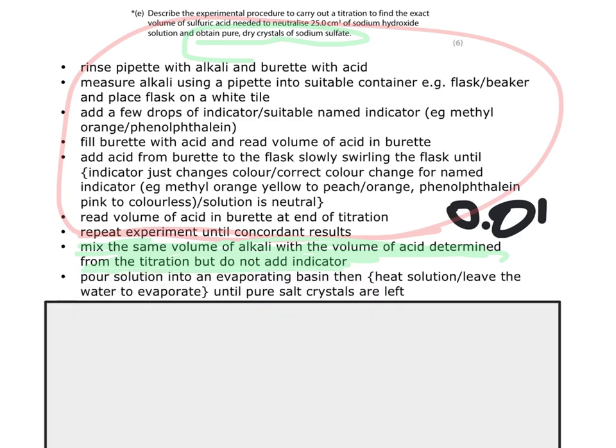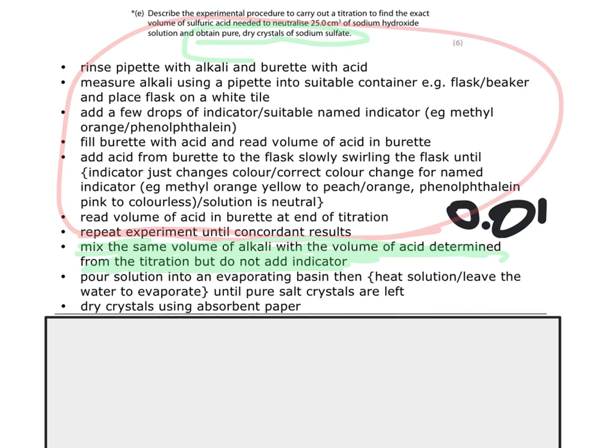And now we've got to get our dry crystals, so we pour the solution into an evaporating basin and then heat the solution or leave the solution to evaporate until pure salt crystals are left. And finally we dry the crystals using absorbent paper, or you can use a drying oven, a special chemical oven we can use as well.